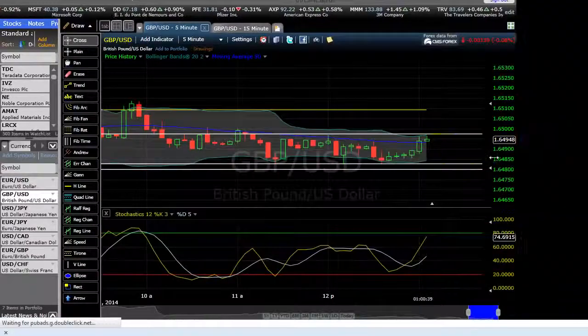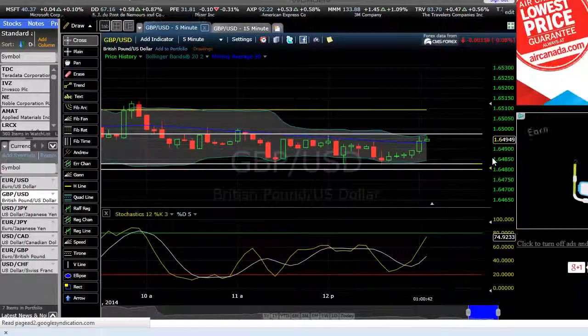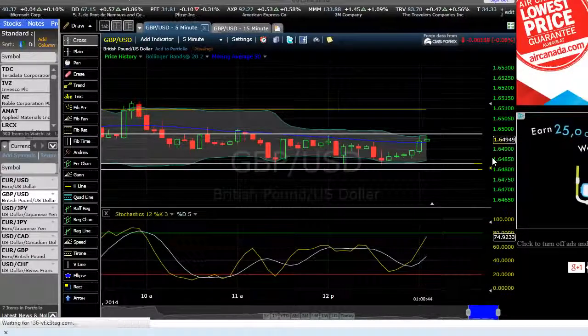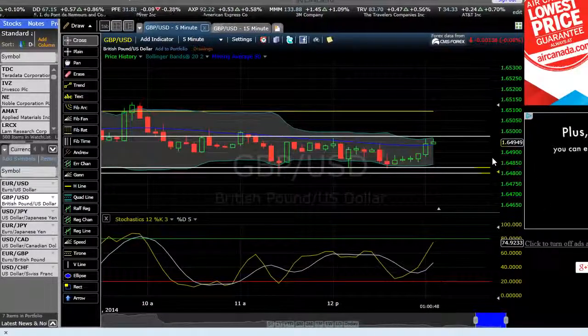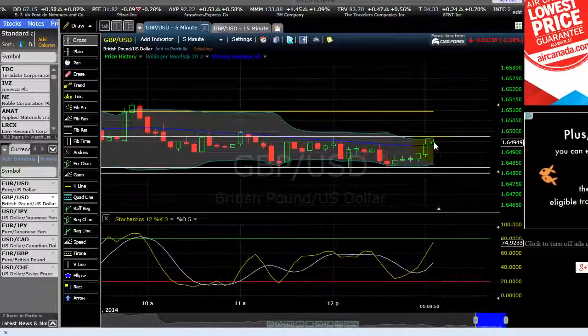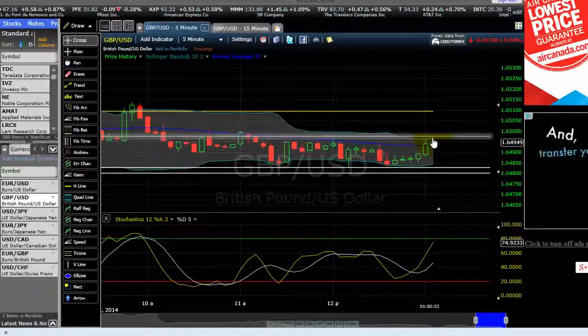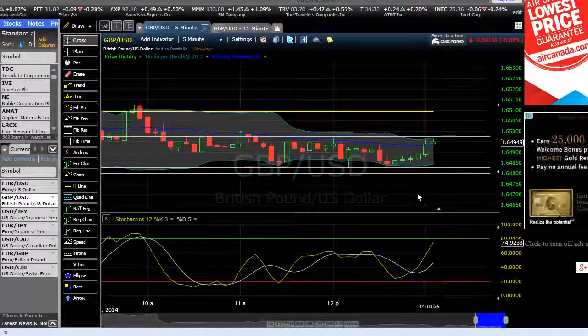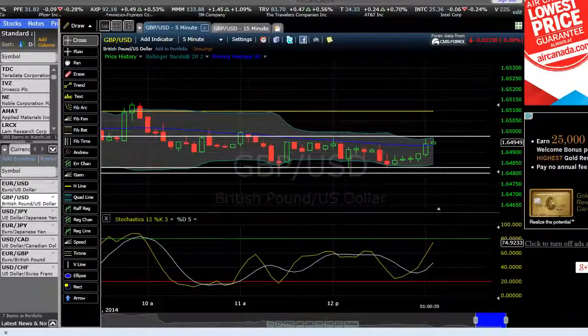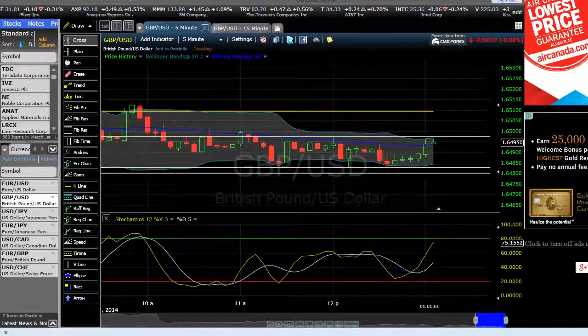So what I'd like it to do, and again, I apologize for the ads. That's one annoying thing about the free stock charts, but it's free, so I'm okay with the ads. What we want it to do is we want this candle to go back up and touch this line. If it does, we're going to go ahead and place a bet. So we'll just give it a couple minutes and see where we are.